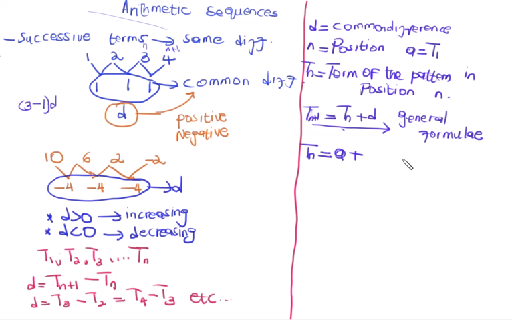Okay, so we come up with the following formula where we say Tn is equal to A plus n minus 1, whereby n is the position of the term, and all of this is multiplied by the letter D, which is the common difference. And this is the widely used general formula. So whenever they're saying find the general formula of a sequence, they are looking for this one. Okay, this is the general formula of an arithmetic sequence.